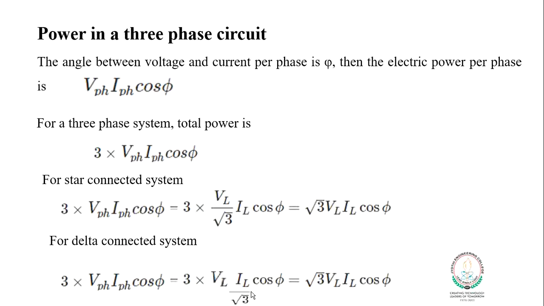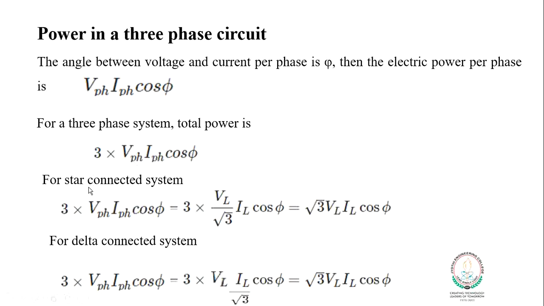Now we will see the expression for power in a three-phase circuit. We know that in a single-phase circuit, the power is V phase I phase cos phi, or VI cos phi, where phi is the angle between the voltage and current. So for a three-phase system, what will be the total power? The total power will be 3 into V phase I phase cos phi, because in a three-phase system there are three phases, where phi is the angle between the phase voltage and phase current.